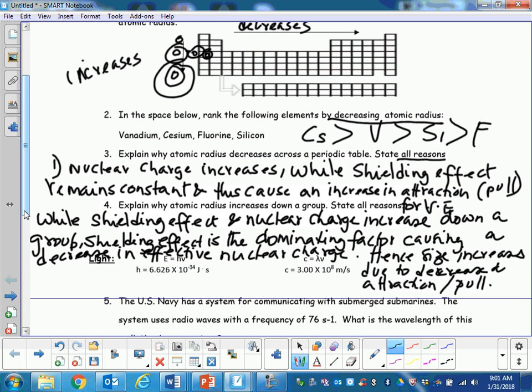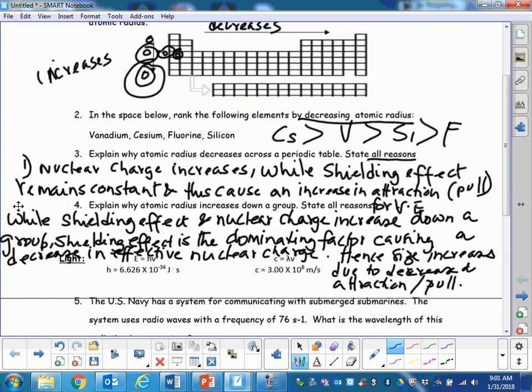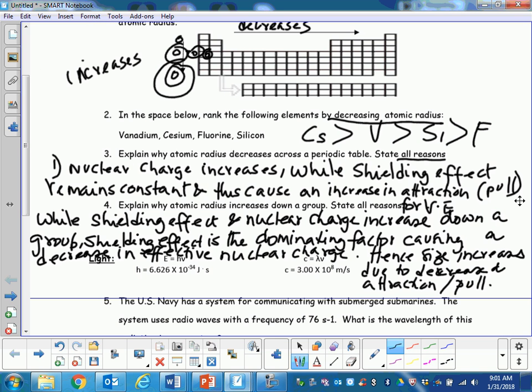Does that make sense? They don't correlate with each other. If the protons increase, the size should decrease. Is that right? You can't tell me shielding effect increases, hence size decreases. That's just not right. Does that make sense? That means you're not understanding the underlying factor. Okay. It's not aligned. So let's move down.